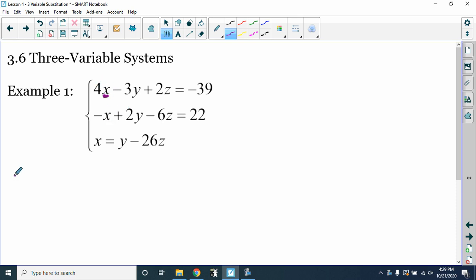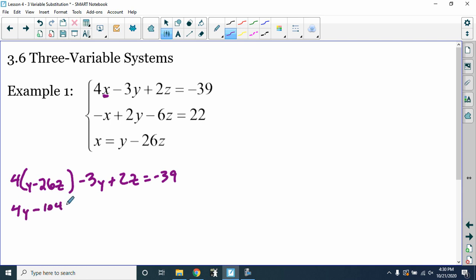So we've got 4 times x, and I'm plugging y minus 26z in for x, minus 3y plus 2z equals negative 39. So I'm substituting this into the first equation for x. Distribute and combine like terms. So we get 1y minus 102z is equal to negative 39.